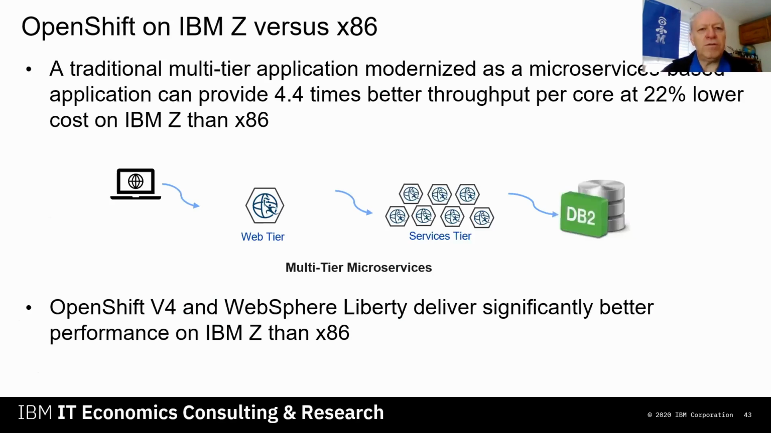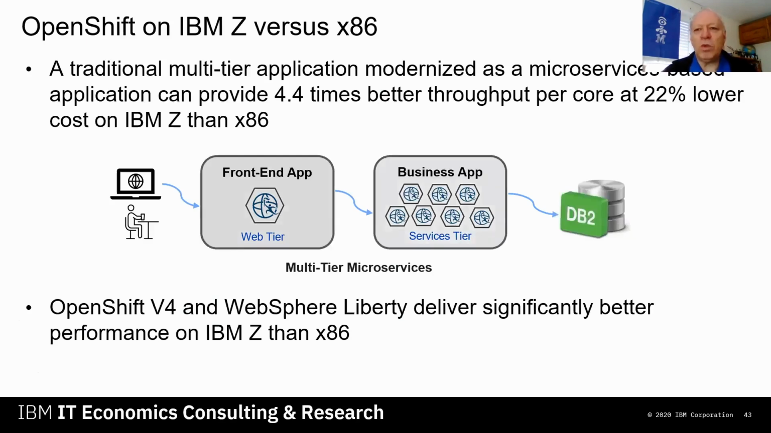Now, Z versus x86, it is always, why should I use it on Z? Does it make any difference? Well, we have a multi-tier application capability with OpenShift, and we have seen that it makes a lot of sense to bring that environment on IBM Z, because we see much higher throughput on a per core level and a lower cost when we run that, and therefore we see significantly better performance using OpenShift on Z.